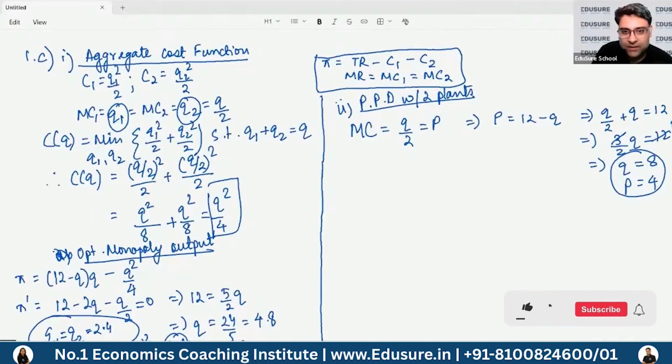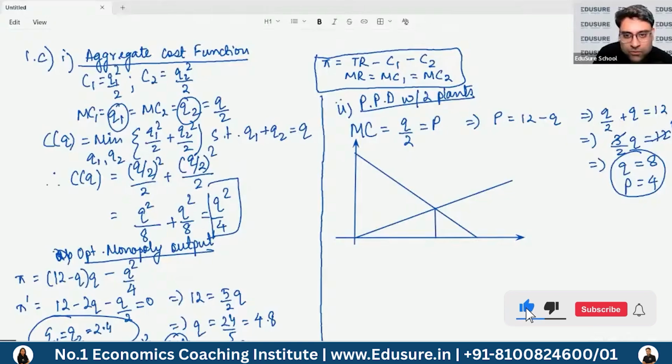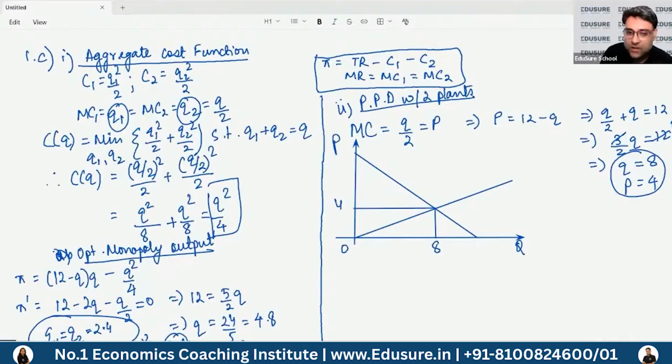If I were to draw my diagram here, Q is equal to 8, P is equal to 4. P, Q, 8, 4. This is the perfect price discrimination case. What will be the surplus? We can find out the surplus. So Q is equal to 8. Therefore, Q1 is equal to Q2 is equal to 4. Okay, right? There's no consumer surplus. So basically, the profit is integration.